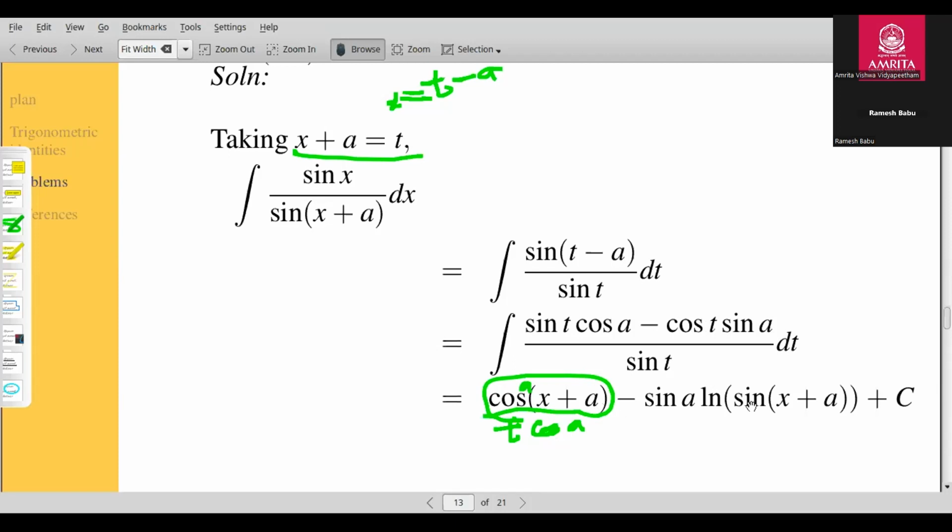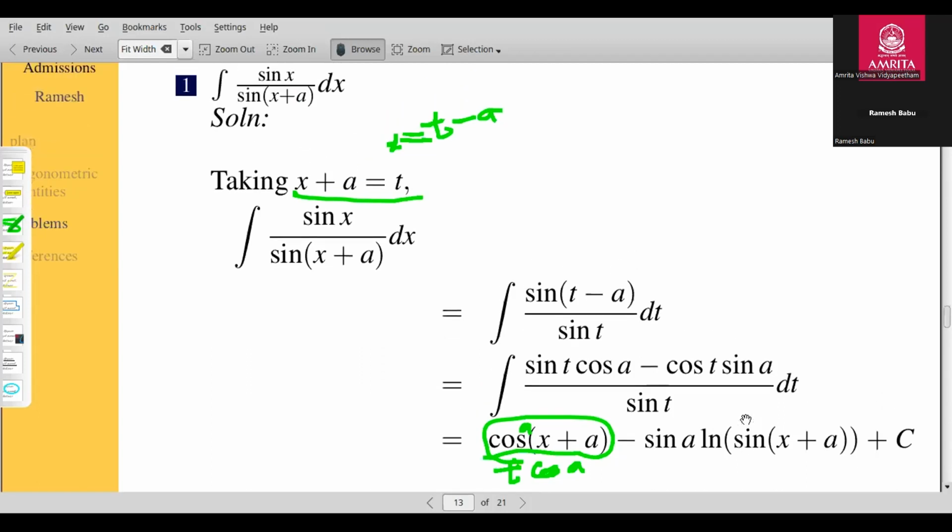Here cos t by sin t integrates to ln of sine of t. So t is nothing but x plus a. So I am getting this answer. The final answer is cos a into x plus a minus sin a into ln of sine of x plus a plus c. So this problem is very interesting. Even though the sine term is there, I am not using directly the identity, but I am using sine of x minus y inside. Even though the initial substitution is not a trigonometrical identity.